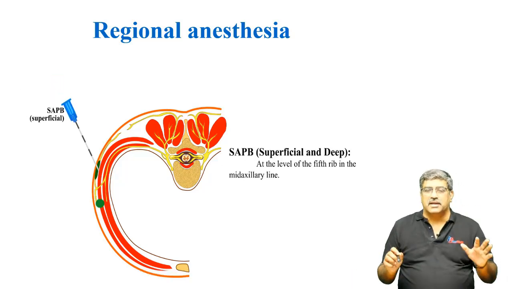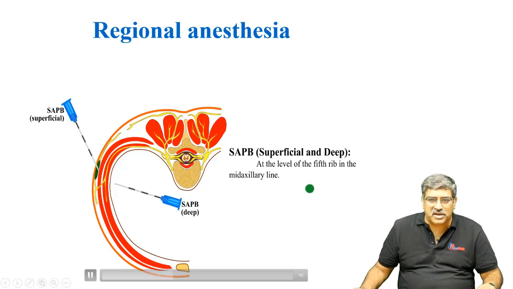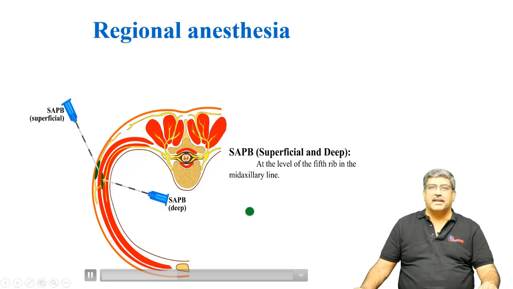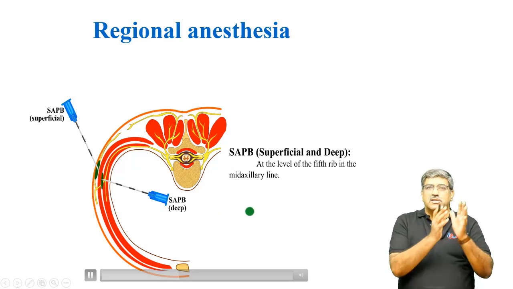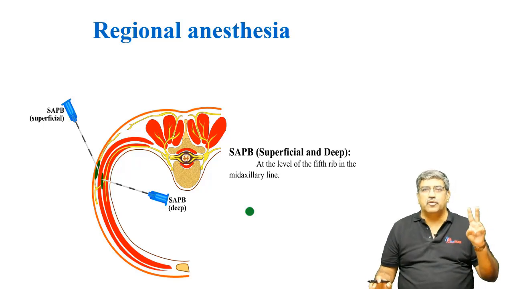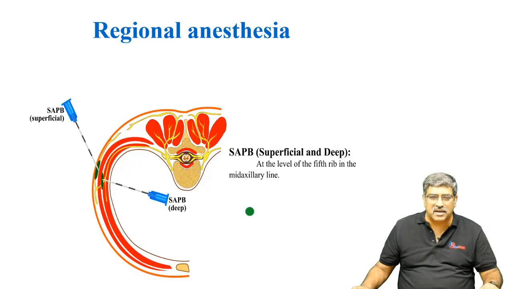Next you have the serratus anterior block. Here the serratus anterior block can be superficial and deep. Here the most important landmark is going to be your mid-axillary line, and the muscle involved is the serratus anterior and the latissimus dorsi. You have two blocks, superficial as well as deep.